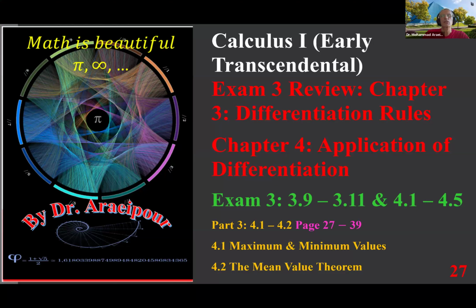Good afternoon, class. We are looking at exam 3 review, chapter 3, differentiation rules, chapter 4, application of differentiation. Exam 3 covers from 3.9 to 3.11 and 4.1 to 4.5. And here's 4.1, maximum and minimum values, 4.2, the mean value theorem.